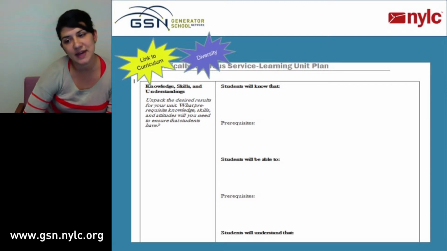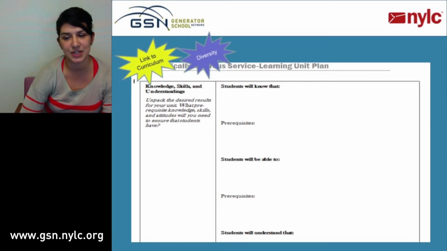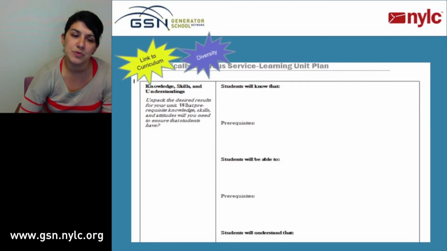On page 3, you will find the last part of the desired results section, which is identifying knowledge, skills, and understandings. This is where you're going to break out all of the things that students will need to know, be able to do, and understand in order to respond to the essential questions and understand the big idea.